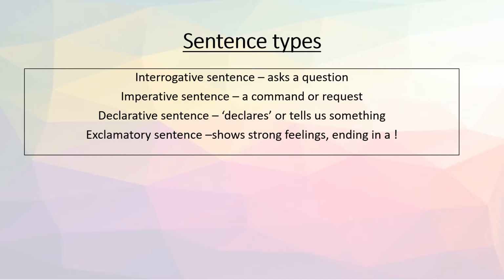So the four different sentence types are quite simple to understand and work as follows. We have interrogative sentences which ask a question. Imperative sentence is a command or request. Declarative sentence declares or tells us something. And exclamatory sentences show strong feelings and end in an exclamation mark.